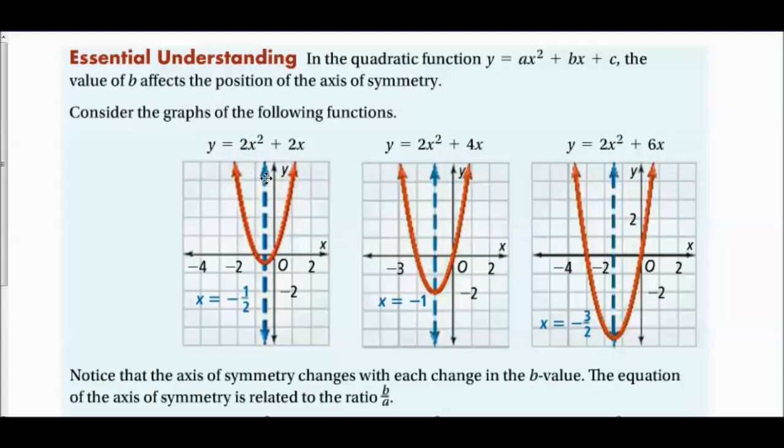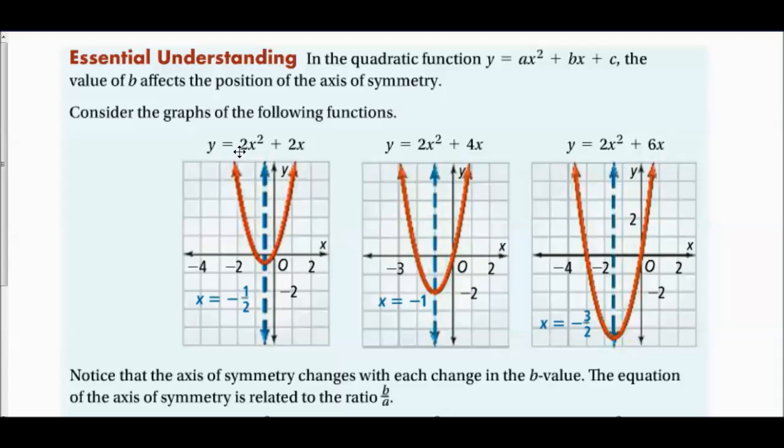So let's consider these following graphs here. This first one, its axis of symmetry is on negative 1/2. So x equals negative 1/2. That's that vertical line there that goes through the vertex. The second graph, y equals 2x squared plus 4x, its axis of symmetry is crossing through x equals negative 1. This third graph, y equals 2x squared plus 6x, its axis of symmetry is at negative 3/2.